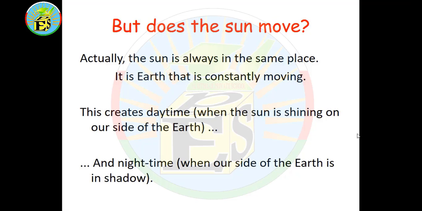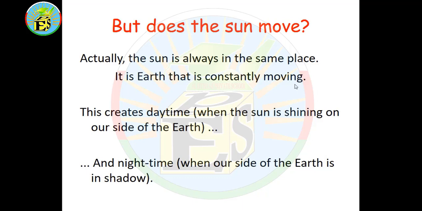But does the sun move? Actually, the sun is always in the same place. It is the earth that is constantly moving. We see that the sun rises in the east and then sets in the west, which means it looks like it is moving. But no, actually the earth on which we live is moving around the sun. So we can see that the sun seems to be moving, but actually it is not moving.